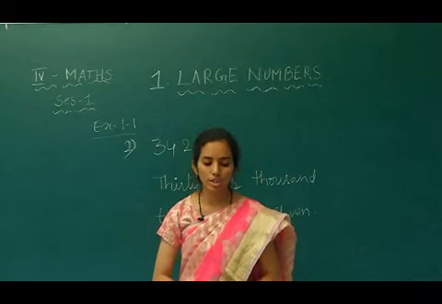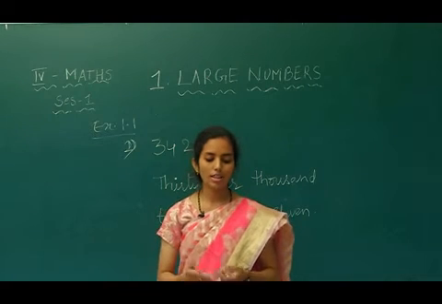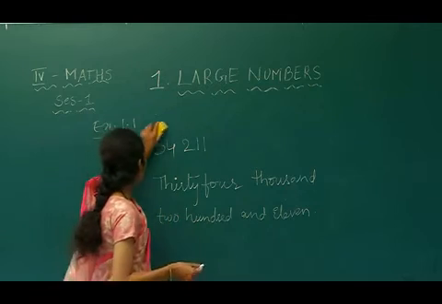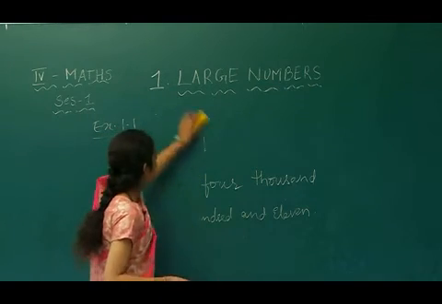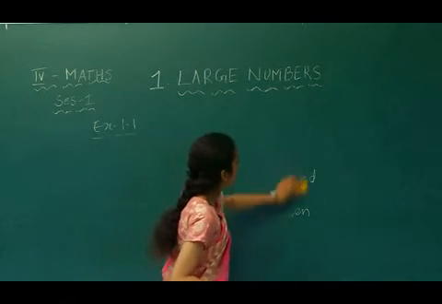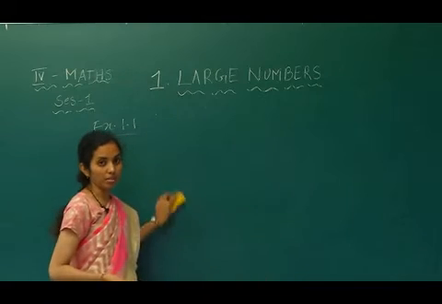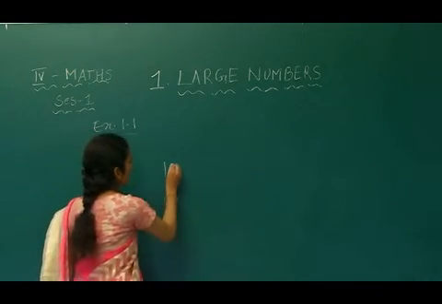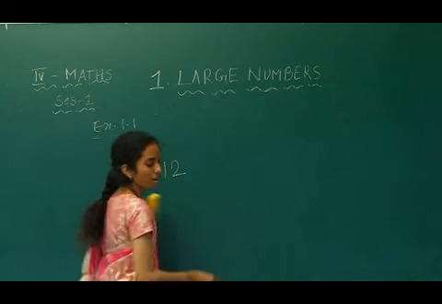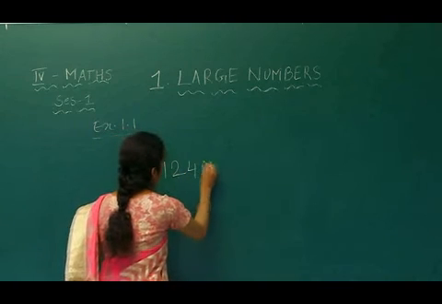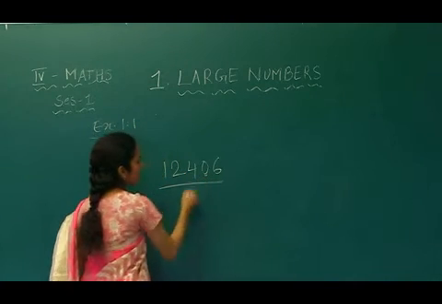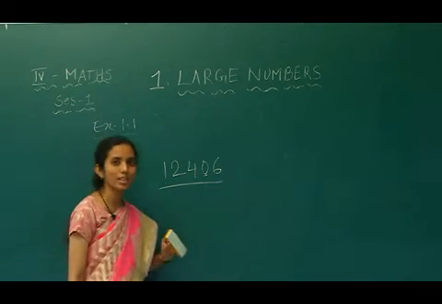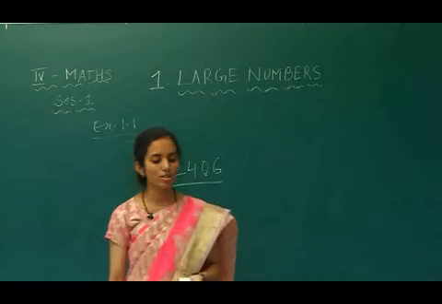And the third question is also very simple. 12,406. How do you write in number? He has given you the word, that is the number name. 12,406. There is no tens place here. So 12,406 you have to write like this. So remaining problems are also the same.